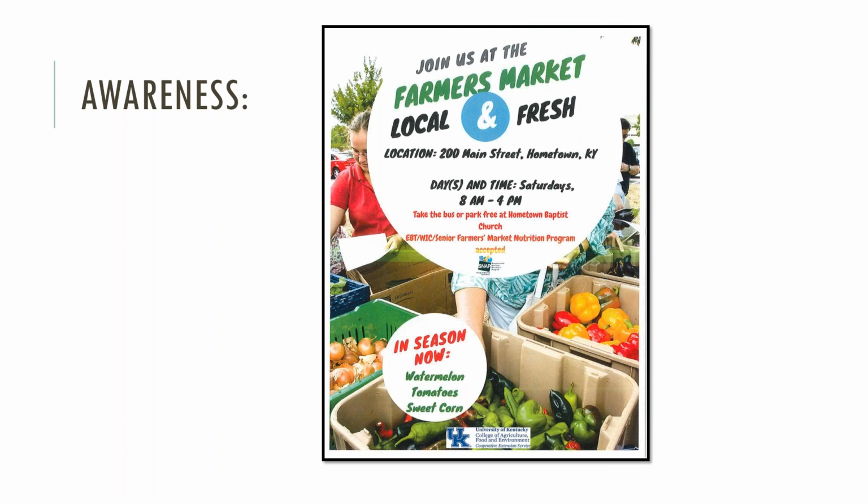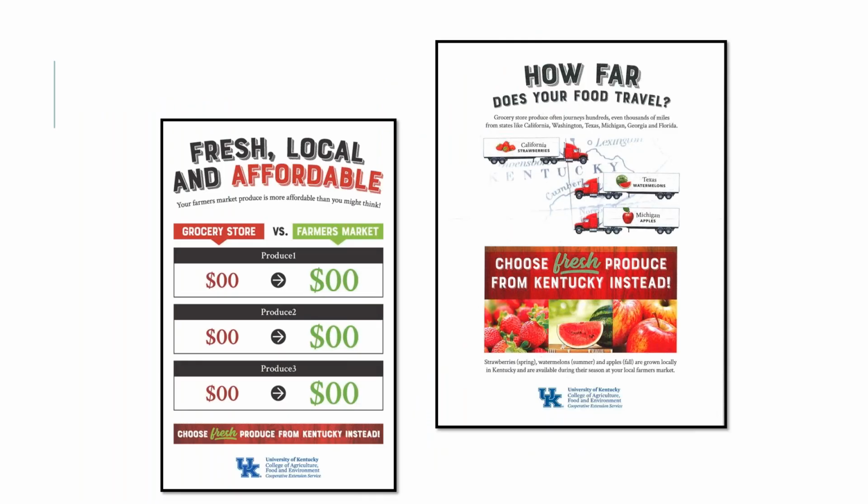And then we've got an in-season now section where you can list the things that you have for sale, like watermelon, tomatoes, and sweet corn. We also knew that affordability and freshness were big issues with our audience. So we developed two more posters that really stress those things.